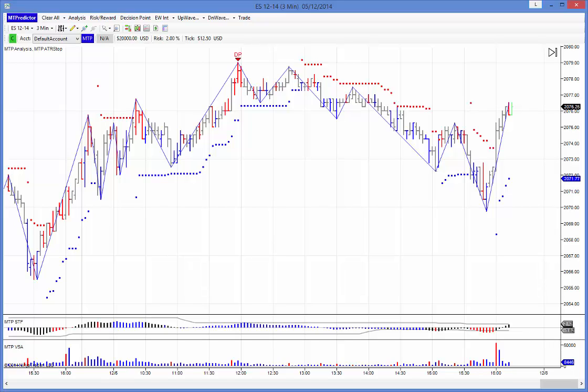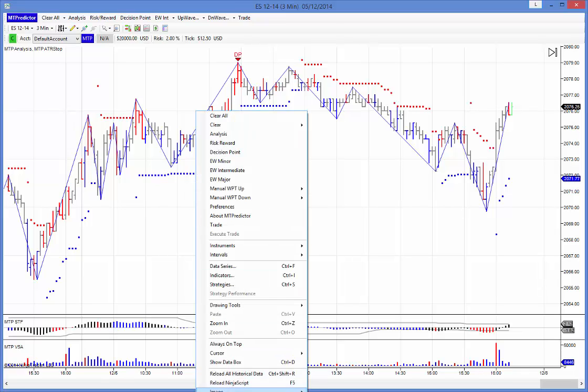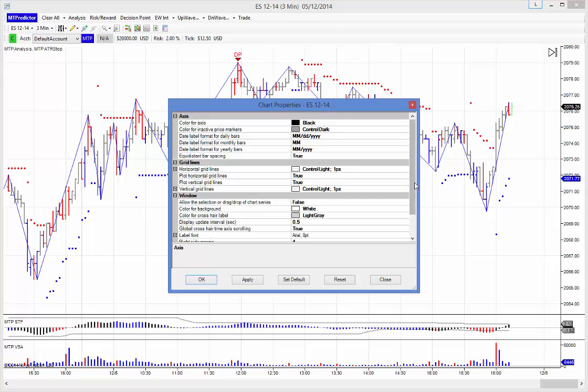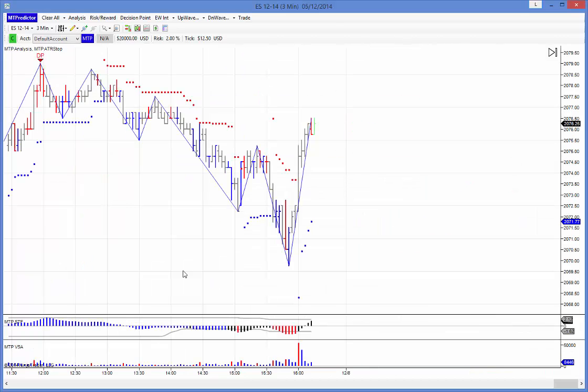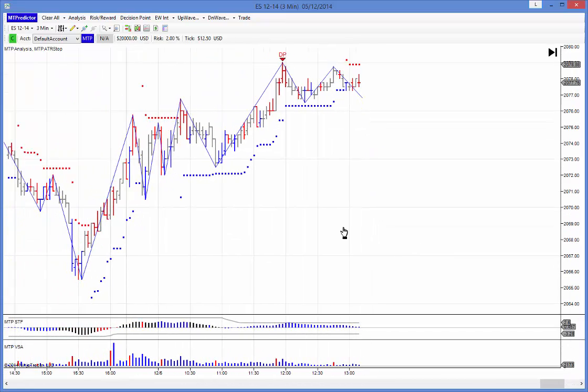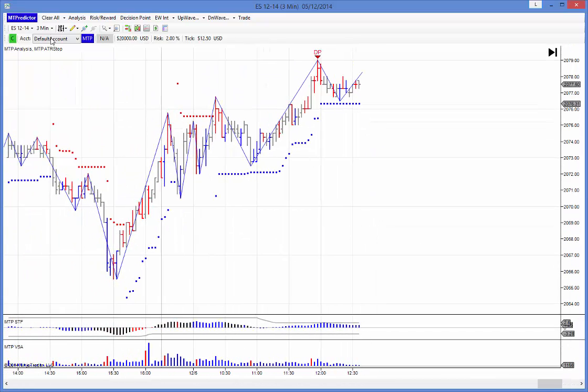I want to show you a good example from Friday the 5th of December. So this is a 3-minute chart of the E-mini. What I want to do first and foremost is put some space on the right hand side, and now I want to go back before the day even started.